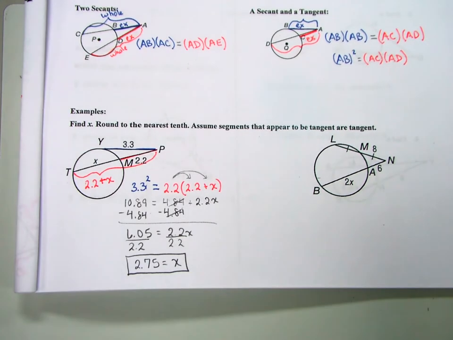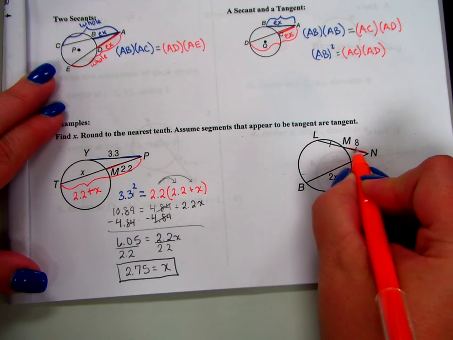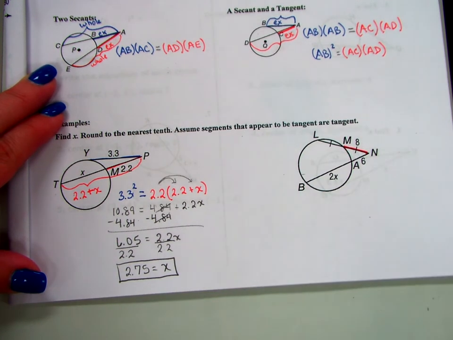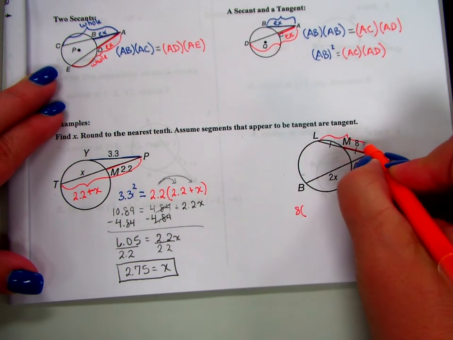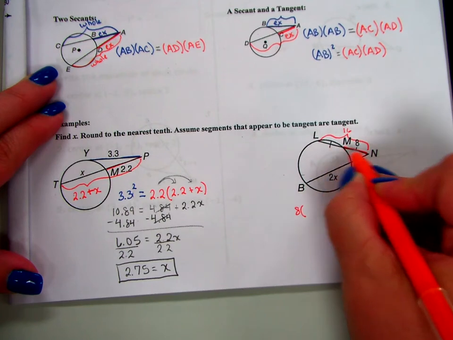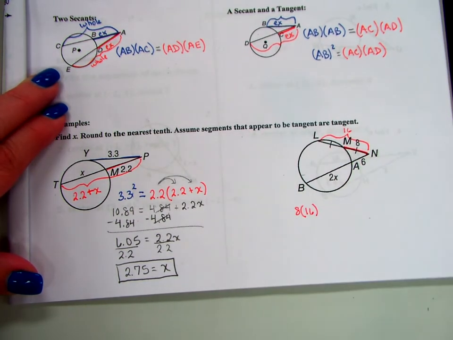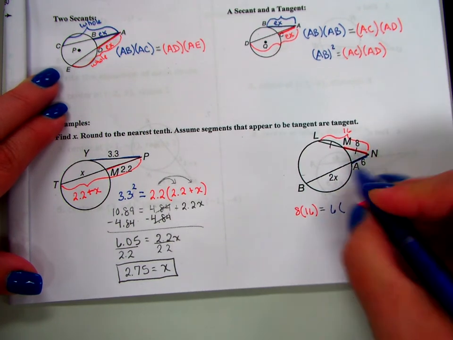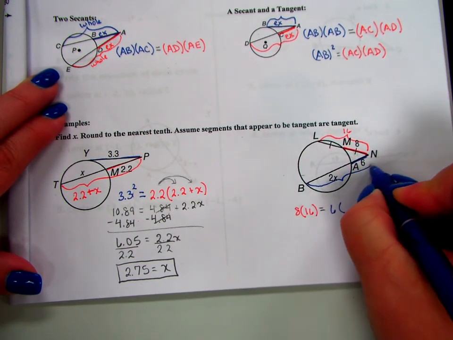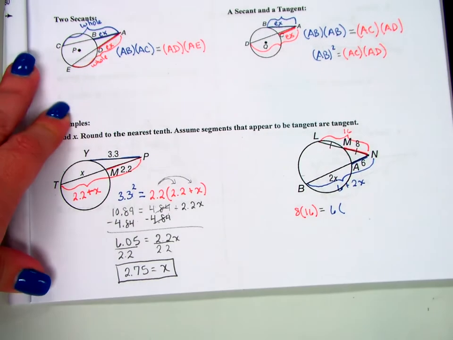external times whole equals external times whole. What is the external of the top segment? 8. What's the whole of the top segment? 16, because of the tick marks, right? They're both 8, so 16 equals, what's the exterior of the bottom? 6 times what's the whole? 6 plus 2x, or 2x plus 6. It doesn't matter what order you put it in.